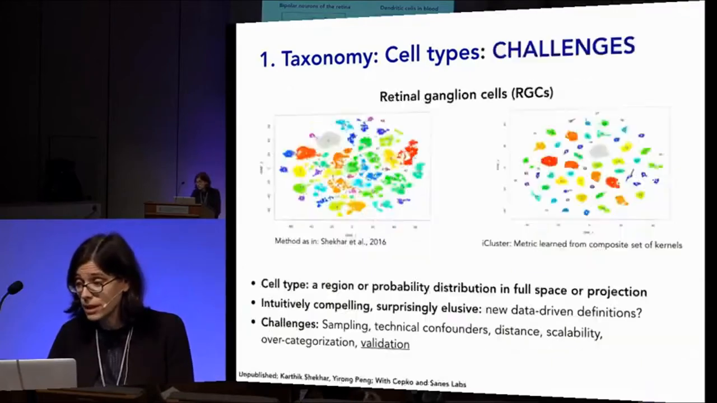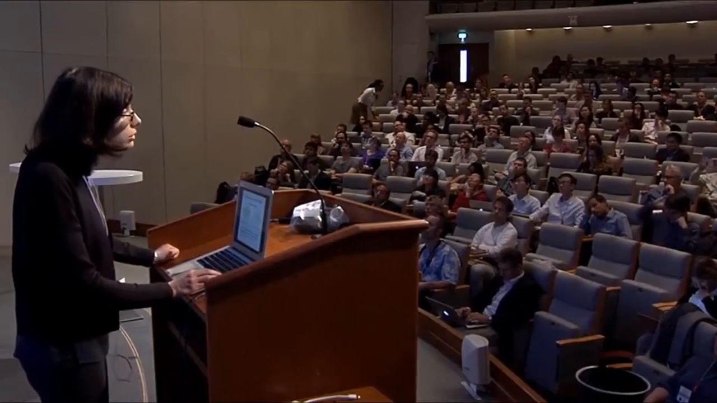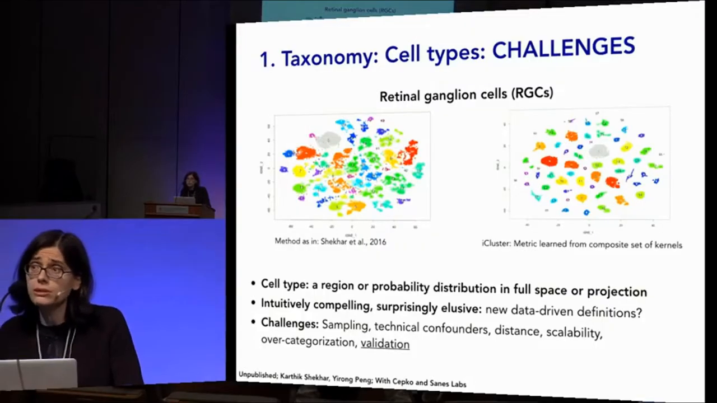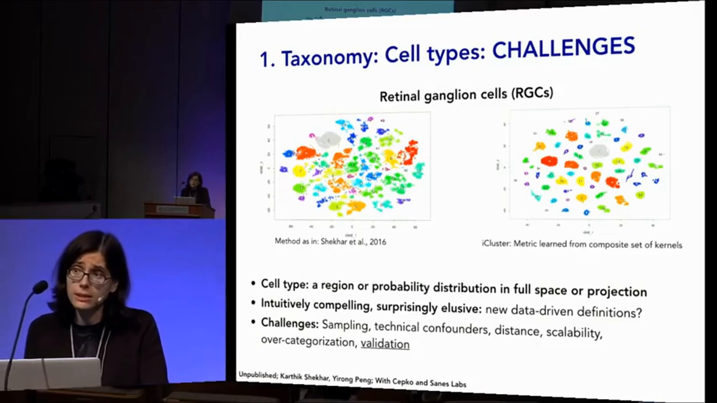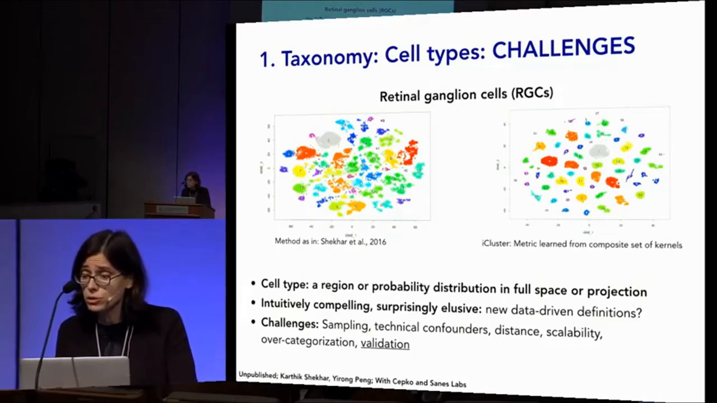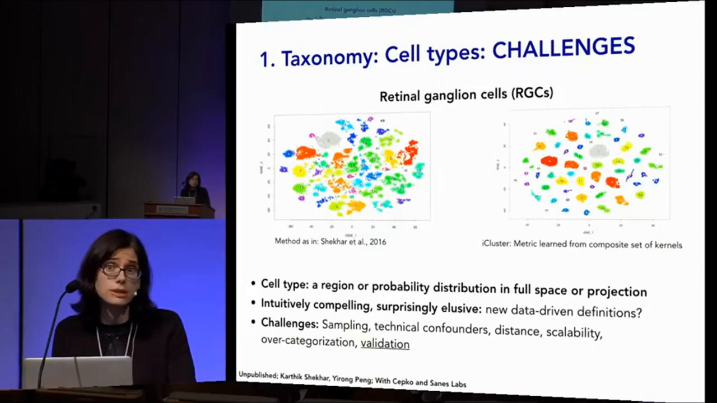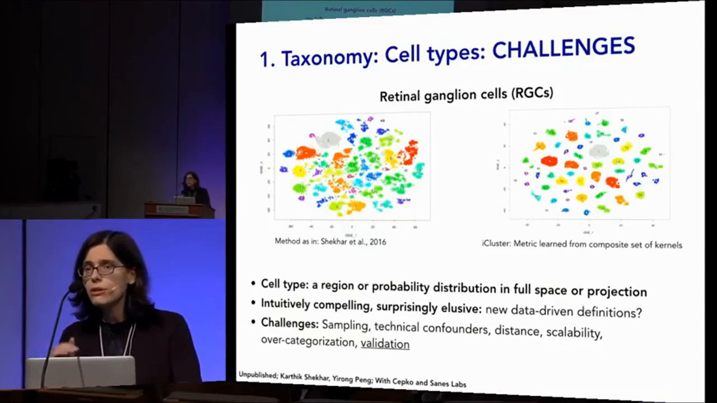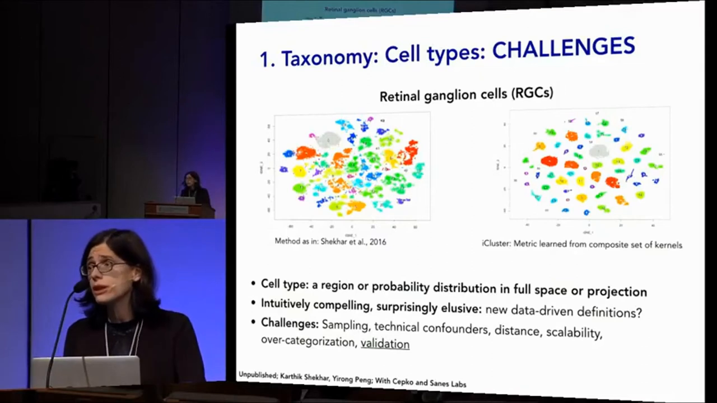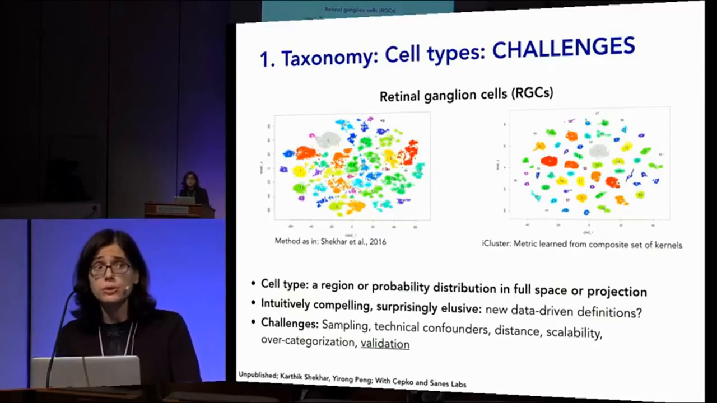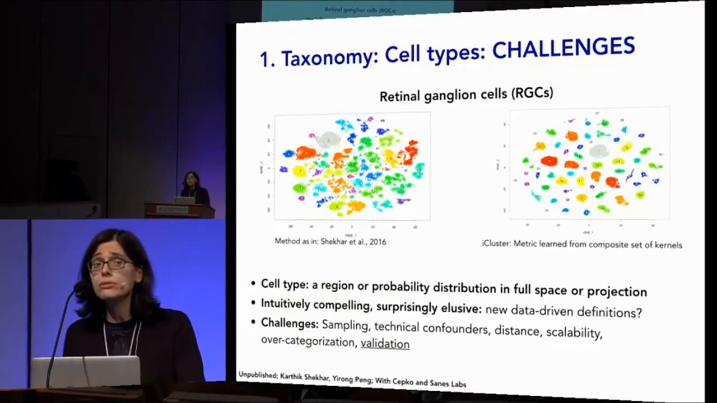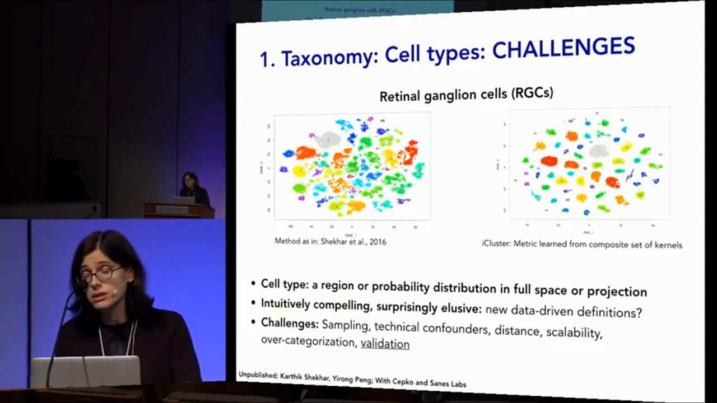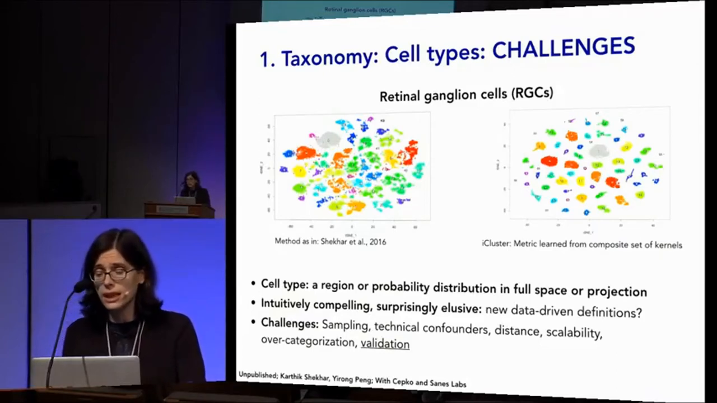What are some of the big challenges that as a computational community we need to take on in order to characterize cell types correctly? Well, we can think of a cell type maybe as a region or a probability distribution in some complex multidimensional space. But as we start thinking about this, we realize that while a cell type is a very intuitively compelling concept, it is often quite difficult to pin down this concept, especially as we go further and further down to finer and finer distinction. And one of the hopes is that as a computational community, we will come up with data-driven ways in which to make this concept of cell type much more precise and well-defined.